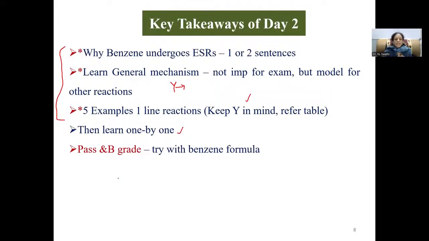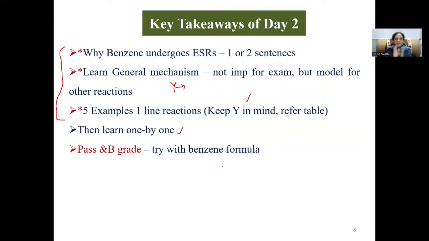Now, if your aim is to just pass the subject or get up to B grade, then try with the benzene formula, as I have shown for the halogenation reaction. In the general mechanism and nitration, I have shown the benzene ring system and all the resonance structures with the delocalization of pi bonds, everything. You need not attempt it that way. If you don't, at least as I have shown for the halogenation of benzene, if you prepare in that format with just C6H6 as the benzene formula, you can easily score up to B grade.